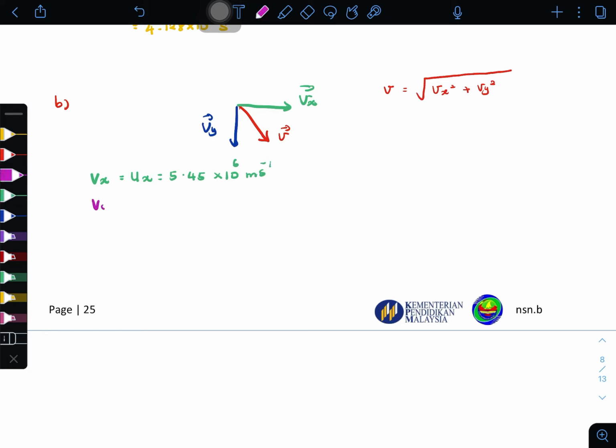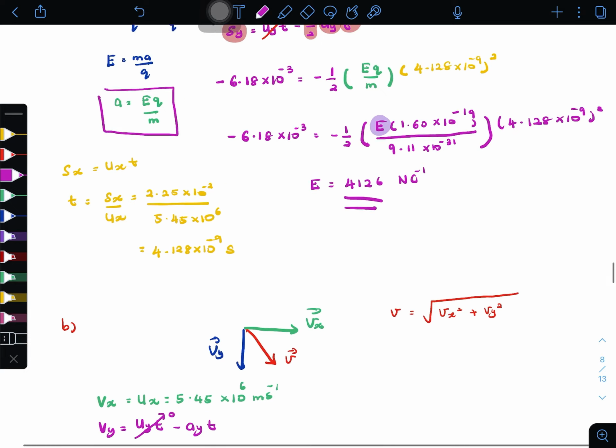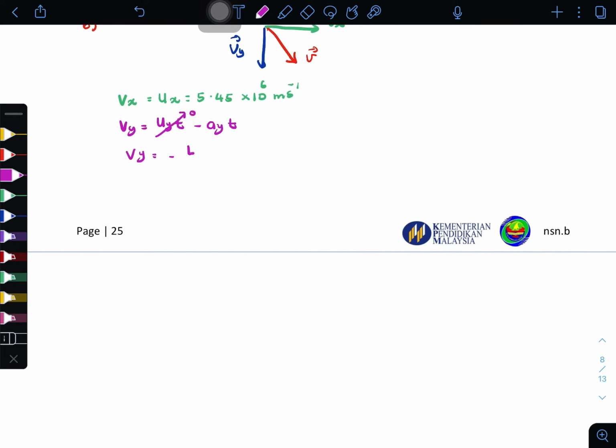So disebabkan Vy, kita tahu kita kena cari menggunakan formula Vy. So kita boleh guna V equals U plus at. So Vy is equals to Uy minus Ay t. So Uy is equals to 0. So Vy is equals to negative Ay. Tadi kita tahu A is equals to EQ over M. This is value for A. So kita boleh substitute sahaja. A is equals to EQ over M times T.